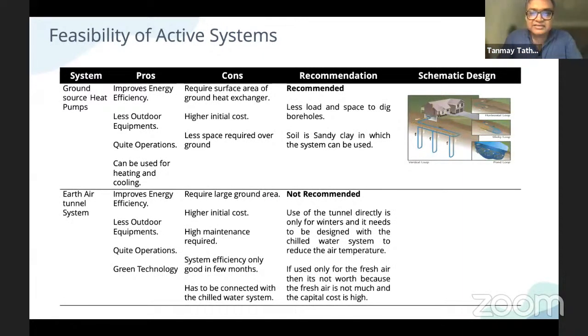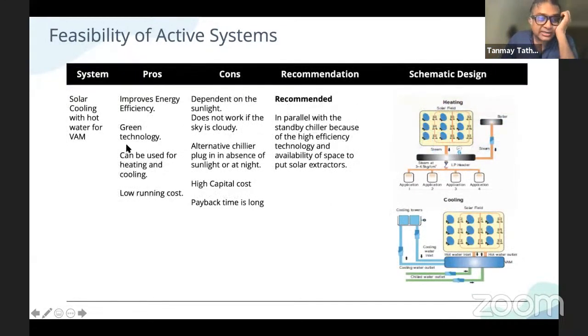But the way we typically do it, we say, okay, these are all the possible system types. There's a ground source heat pump system. These are the pros, cons. Does it work? Does it not work? There's an earth air tunnel system. What are the benefits? What are the cons? It requires a large area, is high cost, high maintenance. It only works for a few months, etc. So, maybe not recommended. Solar cooling, maybe, because there's a lot of sun in Ahmedabad during those summer months. So maybe there's a possibility that one could do at least daytime solar cooling and maybe other options, right?